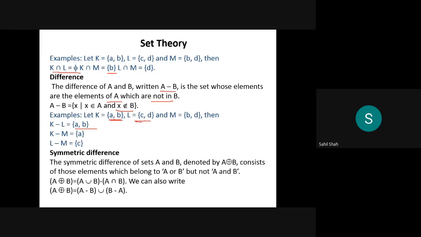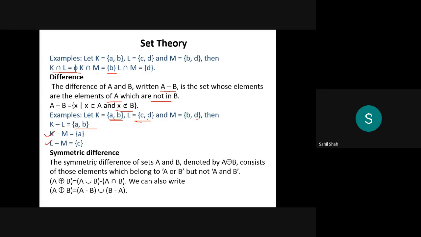If we are computing K minus M, I observe that a is exclusively present in K, but it is not present in M. So I am saying a. Can I take b? No, because b is available in M as well. There should be exclusive presence of an element. So K minus M comes out to be {a}. If you compute L minus M, we will skip d. We are going to have only c as the element.